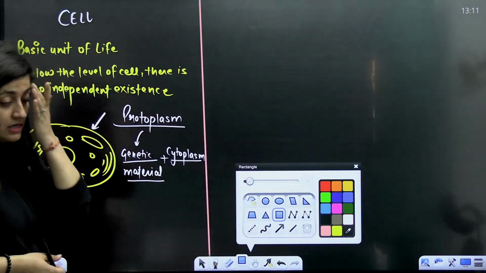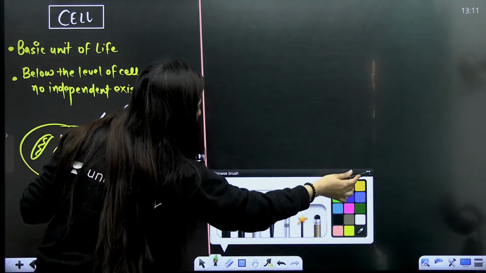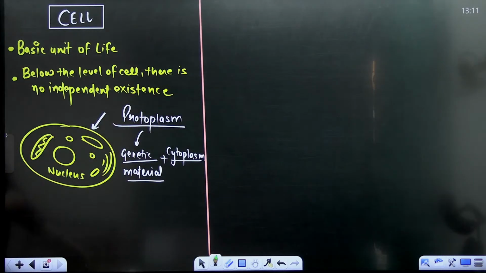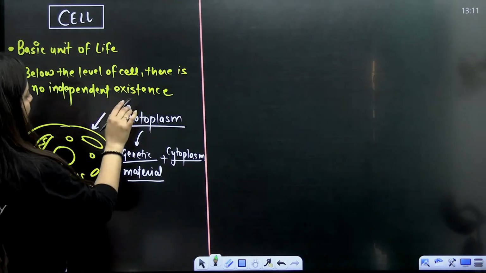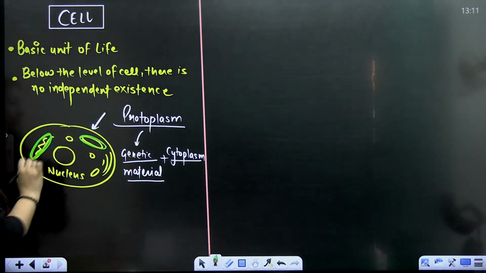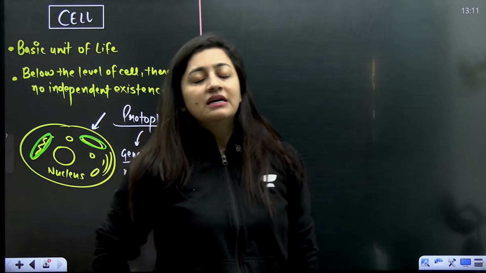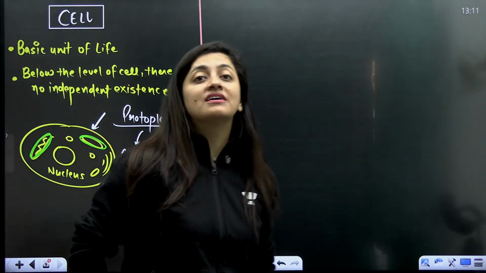So the word is cell. What is the word? The word is cell. So it is, as I said, the basic unit of life. Below the level of cell, there is no independent existence. It means these organelles cannot survive alone, right? What is the meaning here? The meaning here is very simple: these organelles cannot survive alone.